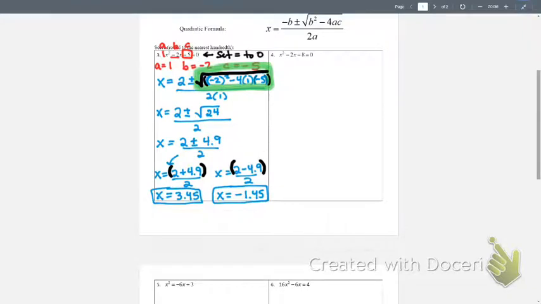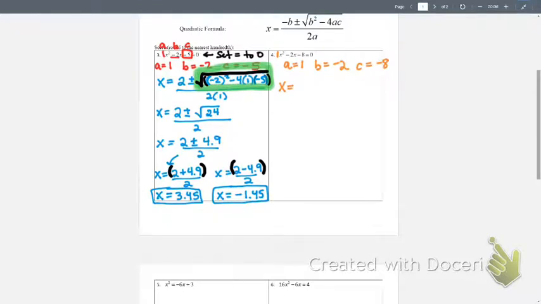Okay, let's go on to number 4. Number 4 is already set equal to 0. So what we're going to do is we're going to identify the a, which is the number in front of the x squared. B is the number in front of the x, including the sign. And c is the constant, including the sign. Once you set this up, you can go right to your quadratic formula.